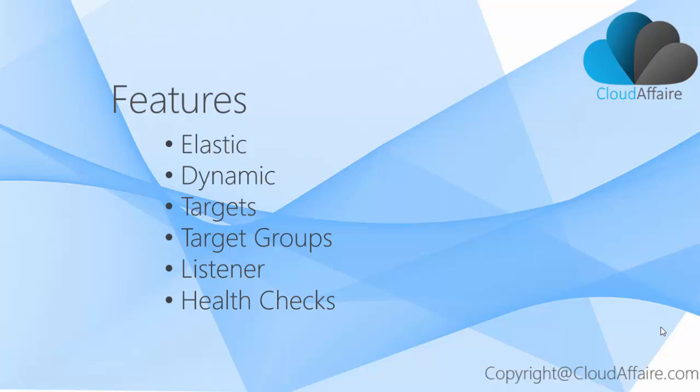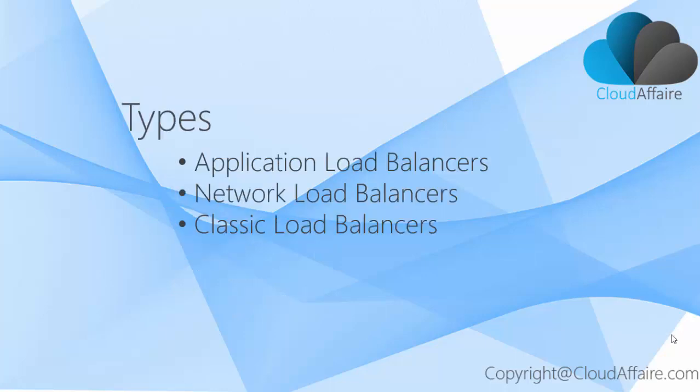Health checks. You can configure health checks, which are used to monitor the health of the compute resources so that the load balancer can send requests only to the healthy ones. Elastic Load Balancer types. Elastic Load Balancing supports three types of load balancers: application load balancers, network load balancers, and classic load balancers.